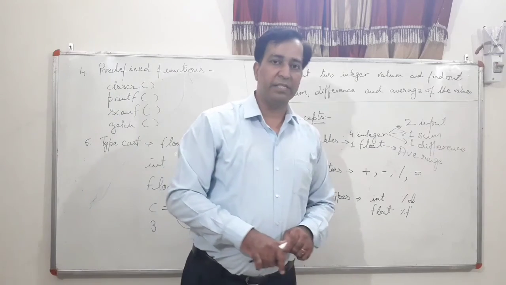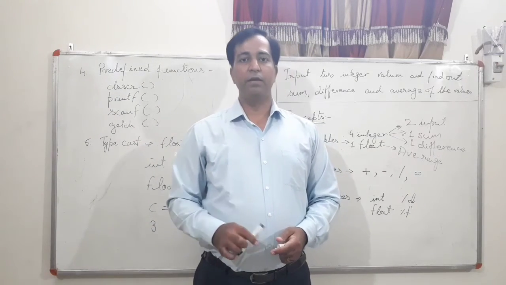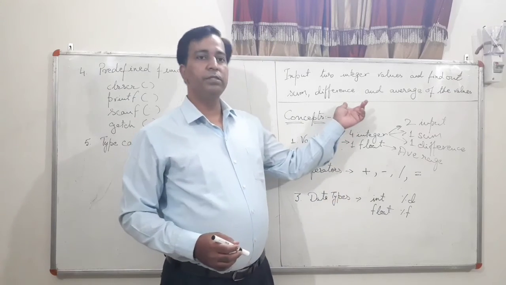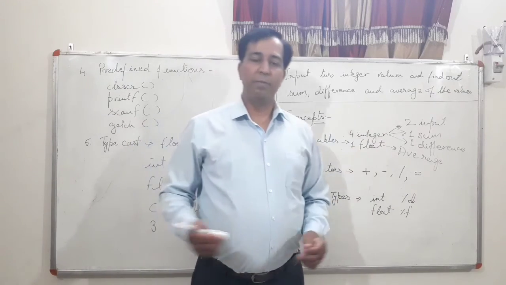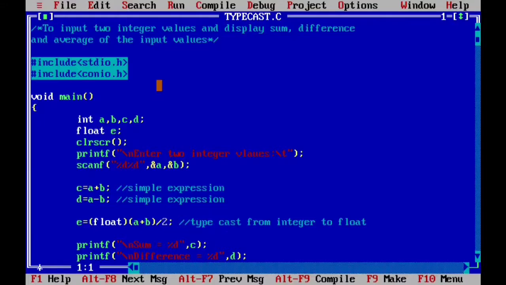Now how to use this typecasting and how can we apply this in our program, that we'll see with the help of this particular question when we solve it on the compiler. So let's see how it is done. Let's have a look at this program. This program is to input 2 integer values and display sum, difference and average of the input values, right? As discussed over the board, we have taken 4 integer variables and 1 float variable. We have used clear screen, printf to display the message, scanf.